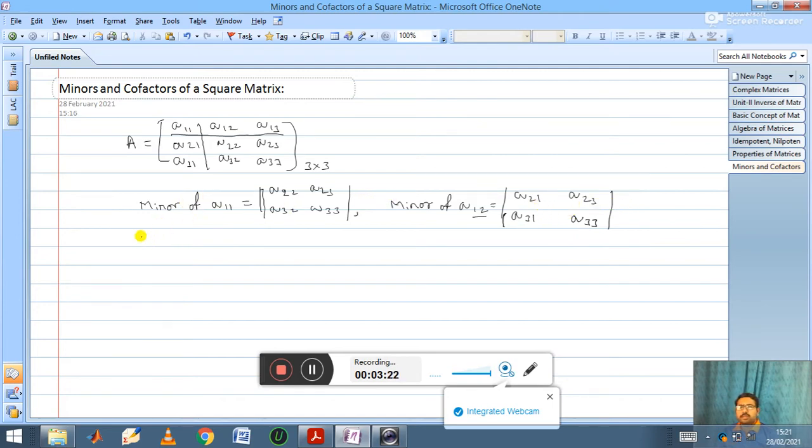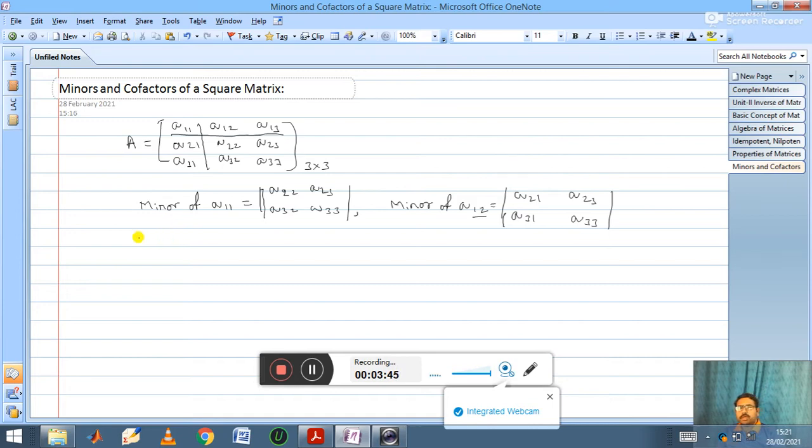Then similarly you can write the minor of A13. Minor of A13 means you delete the first row and third column. If you delete the first row and third column, your elements are A21, A22, A31, A32. Similarly, you can write the minor of each and every element in the matrix.